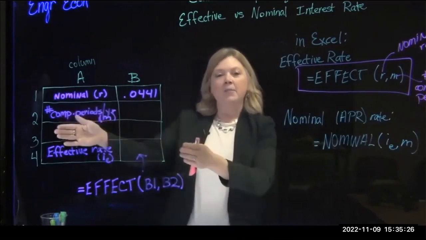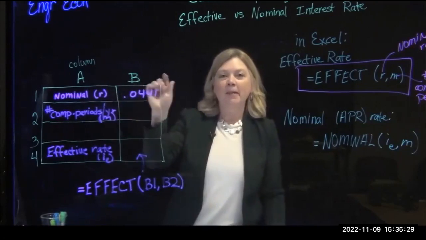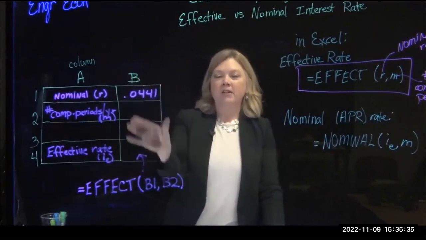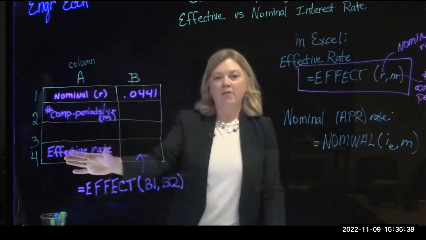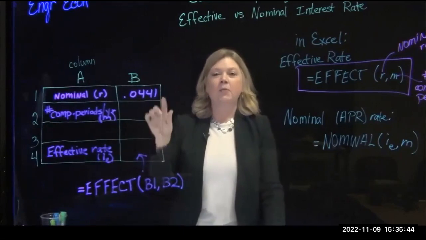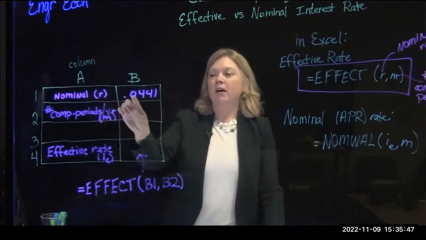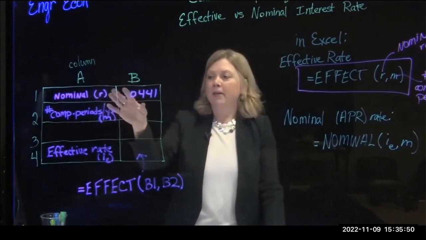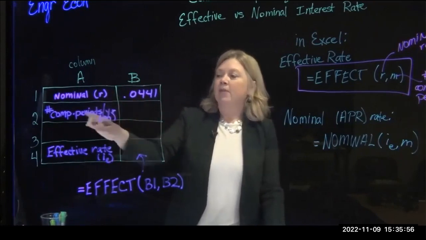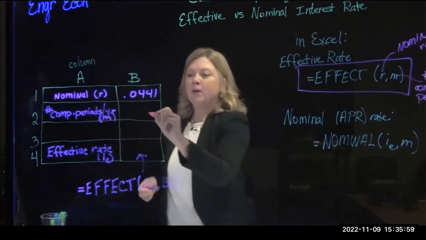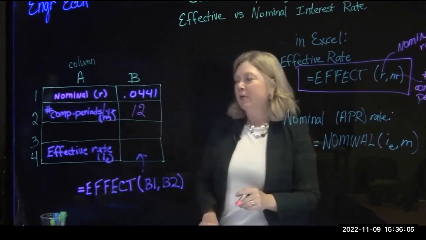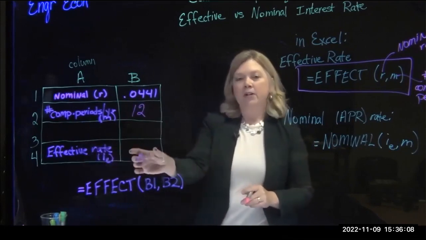I've got a little snippet of Excel here with column A and column B, and 4 rows in my little Excel reference sheet. I'm going to be entering values into column B, and column A just tells you what the values in column B represent. We're given a nominal annual interest rate R of 4.41%. The number of compounding periods per year, letter M, is 12, since the interest is compounded monthly. And the effective rate, I sub e, we want to show up in this cell.